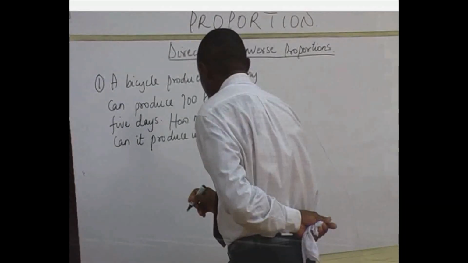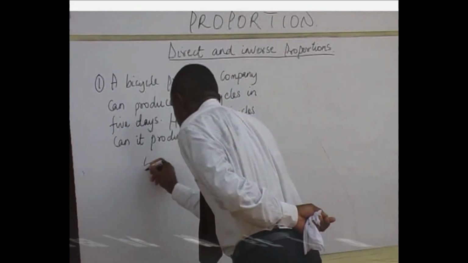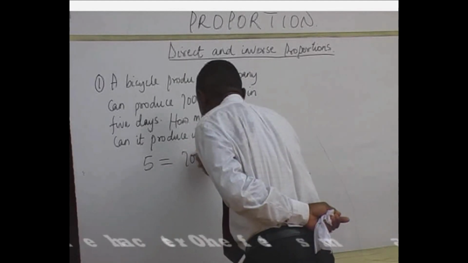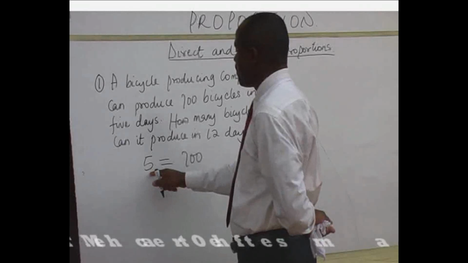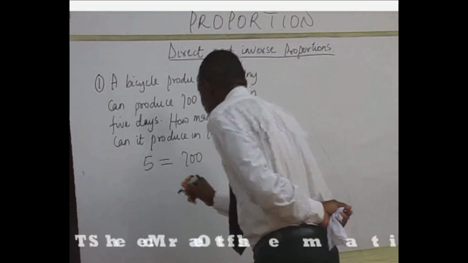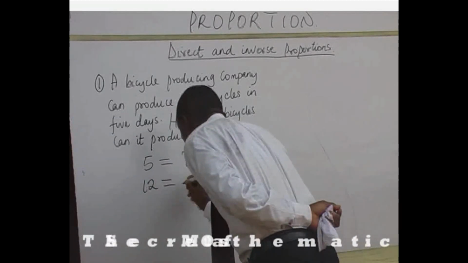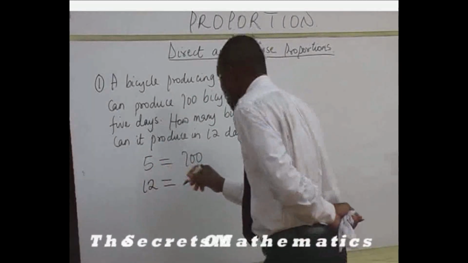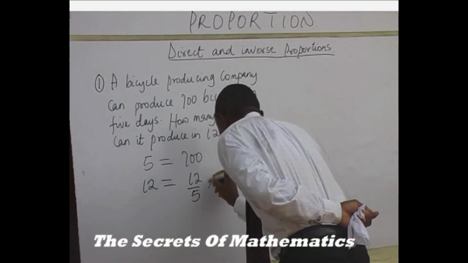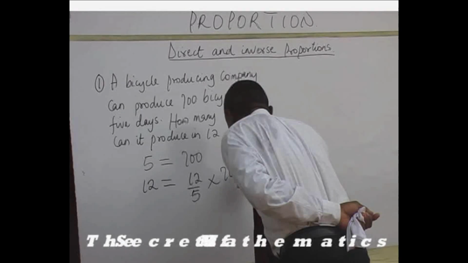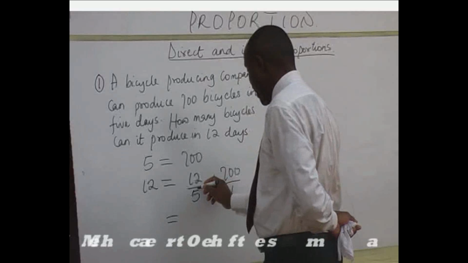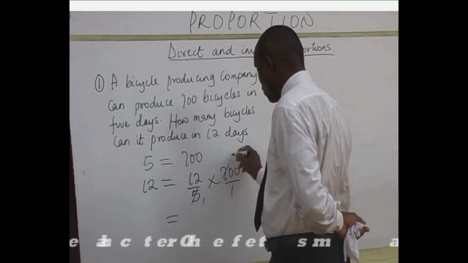In 5 days, they will produce 700 bicycles. In 12 days, they are going to produce more, so we divide: 12 divided by 5 times 700 all over 1.